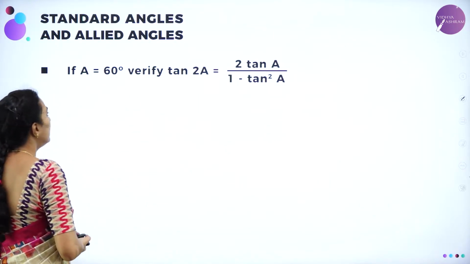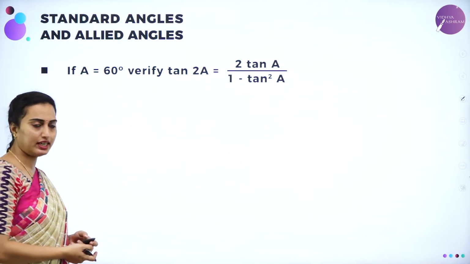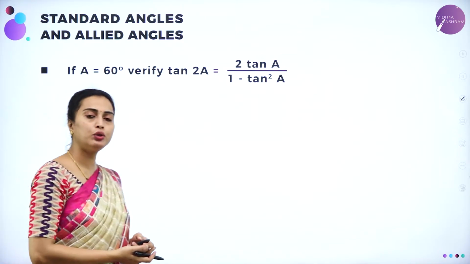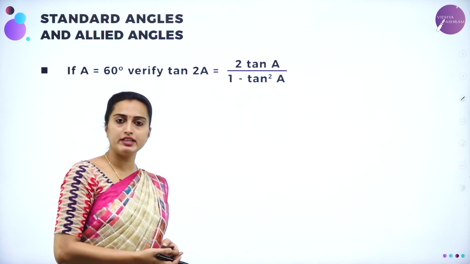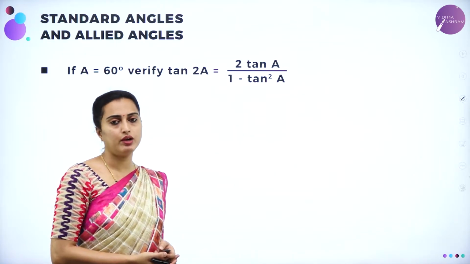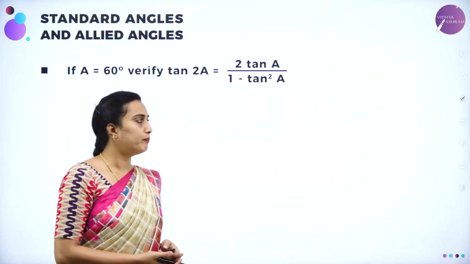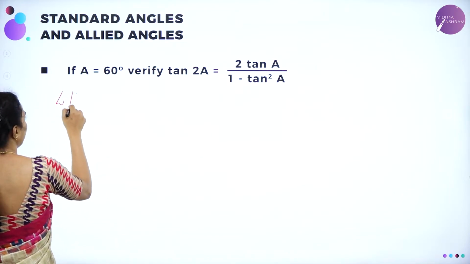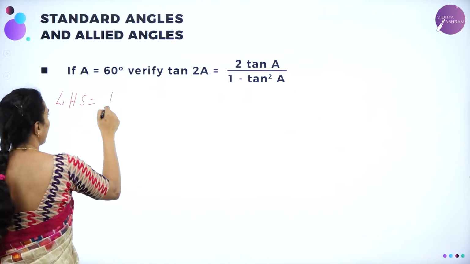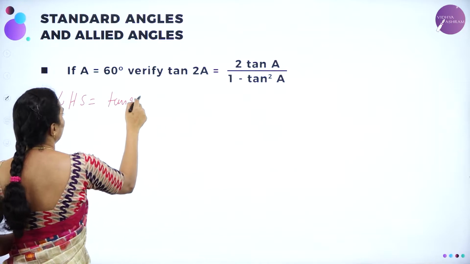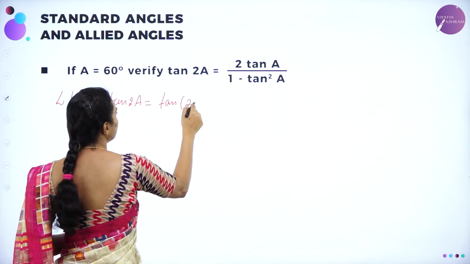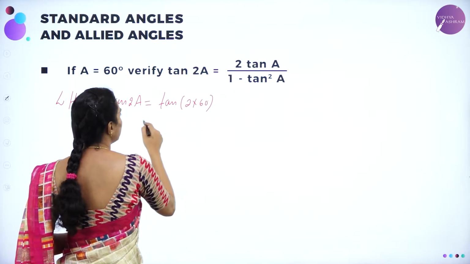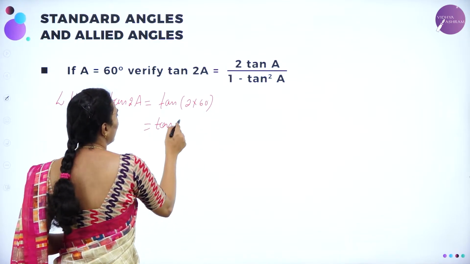What they have asked: if A is equal to 60 degree, verify tan 2A is equal to 2 tan A divided by 1 minus tan squared A. Same method we are going to follow here by taking the left hand side. What is the left hand side? Left hand side is tan 2A, which is equal to tan of 2 into 60 degree, which implies tan of 120 degree.